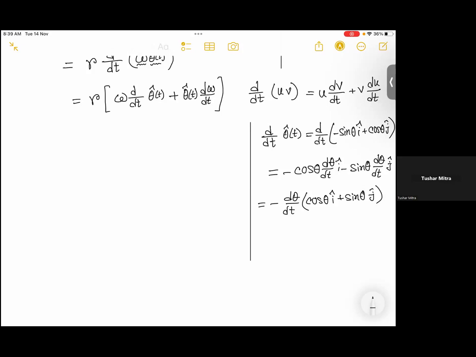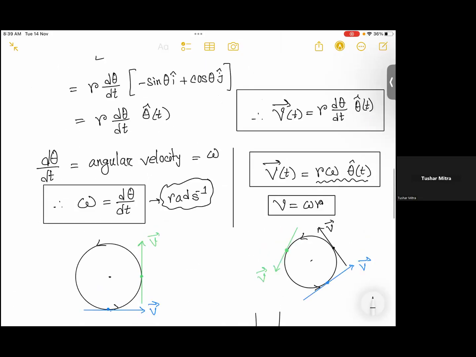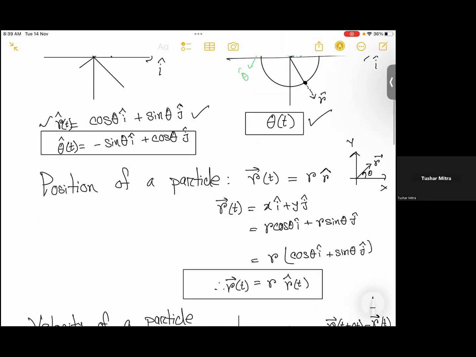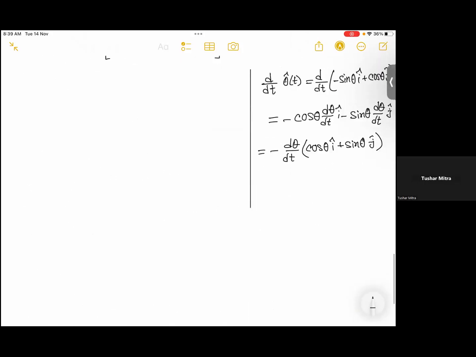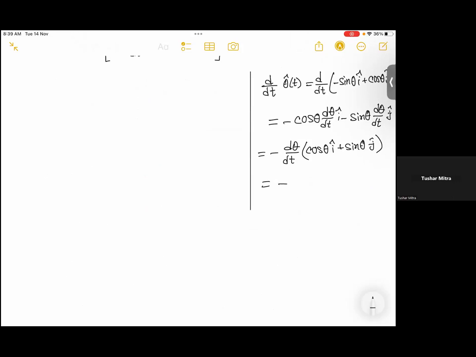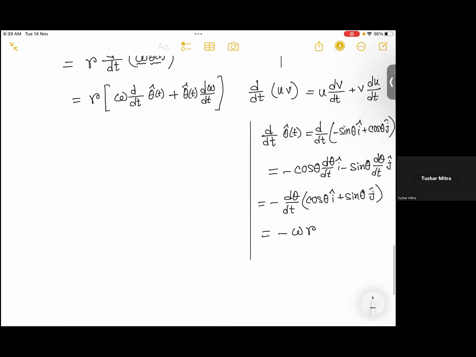Is this familiar to you? The cosine theta i hat plus sine theta j hat, is it familiar to you? If we go back, you can see that that's exactly r hat. Right? Cosine theta i hat plus sine theta j hat. So this is basically minus omega into r hat. We define d theta dt to be omega. So the differentiation of this quantity, d dt of theta hat, gives you minus omega r hat.